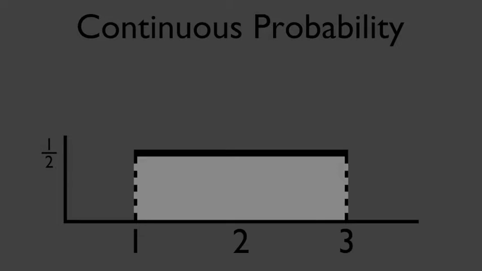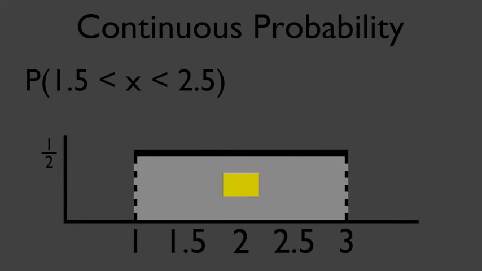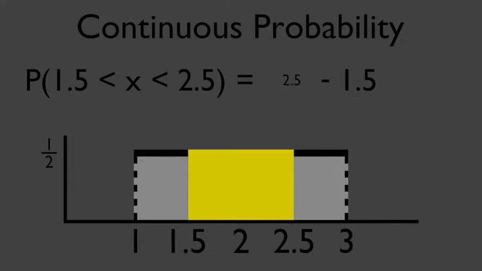Now that we have the height of this rectangle, we can go ahead and find the probability for all events. Let's find the probability that we randomly select a number between 1.5 and 2.5. So we're looking at this range of numbers. So we go ahead and find the width, or the distance between 1.5 and 2.5. So 2.5 minus 1.5 is 1. And then we multiply it by the height of the rectangle, which is 1/2. And so 1/2 multiplied by 1 is 1/2. So we have a 50% chance that we'll randomly select a number between 1.5 and 2.5.